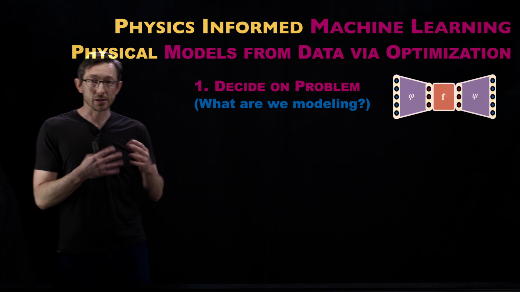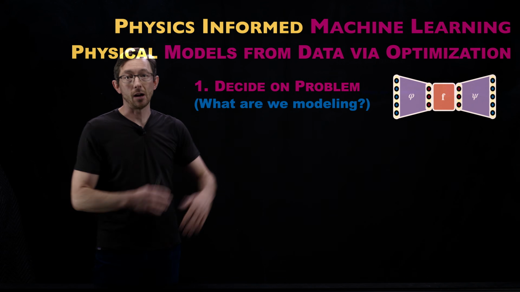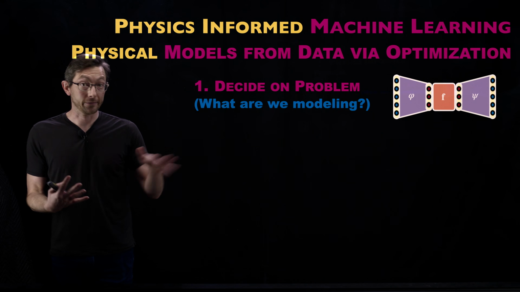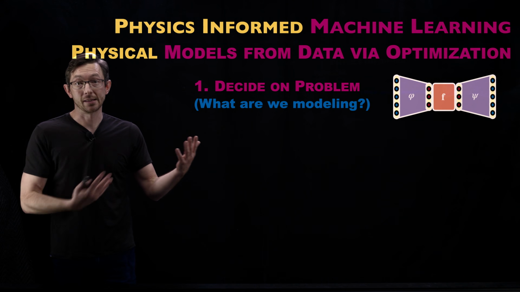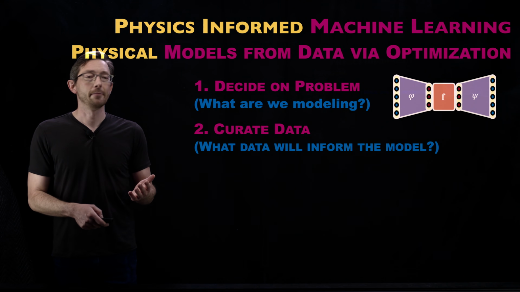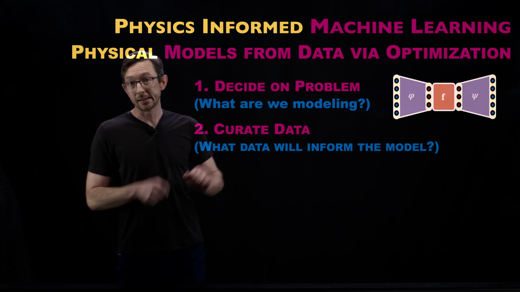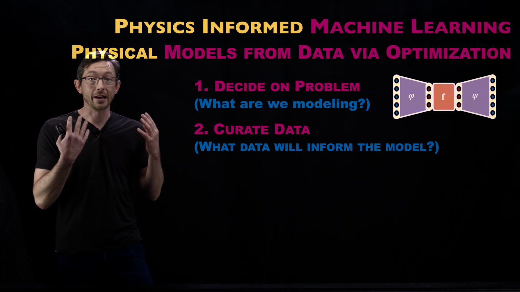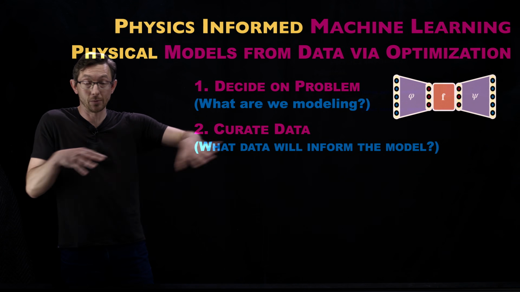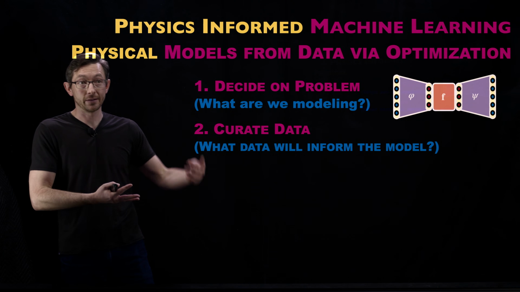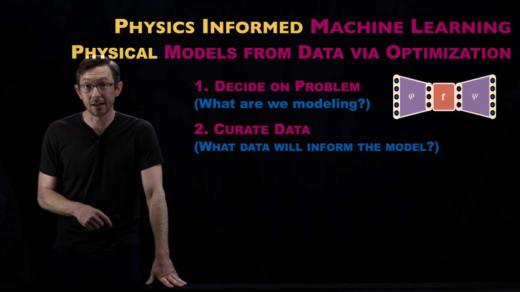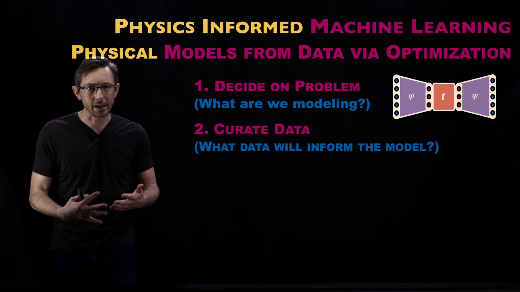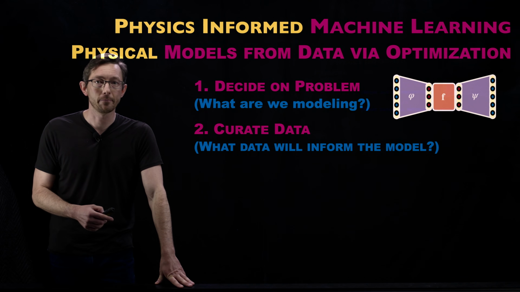So the 5 stages, the first one is deciding on the problem that we're going to model. Are we modeling the lift on an airfoil as a function of its geometry, things like that. Curating the data is the second step. So how am I actually going to get the data to train this model? Am I going to actually build a bunch of wings with different geometries and test their lift to get that data? Am I going to run a bunch of simulations? Do I trust the simulations? All kinds of questions about data curation.